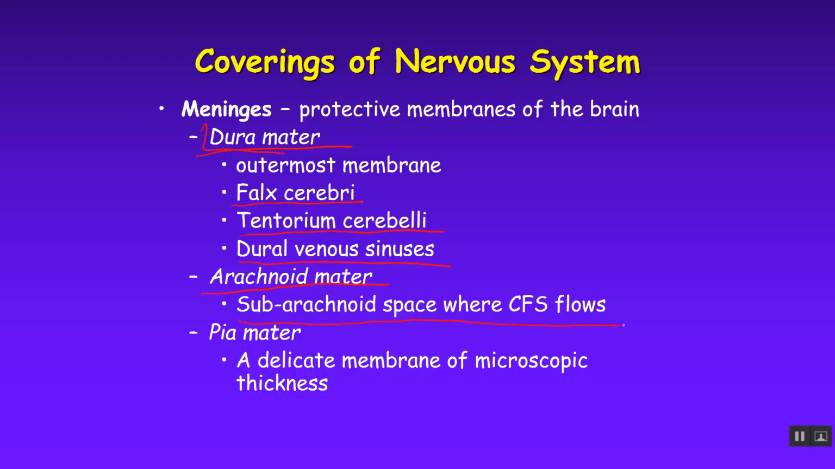It forms the subarachnoid space. There's a little space between the arachnoid and the brain tissue and the pia, where this little, couple millimeter layer of cerebral spinal fluid flows through there.